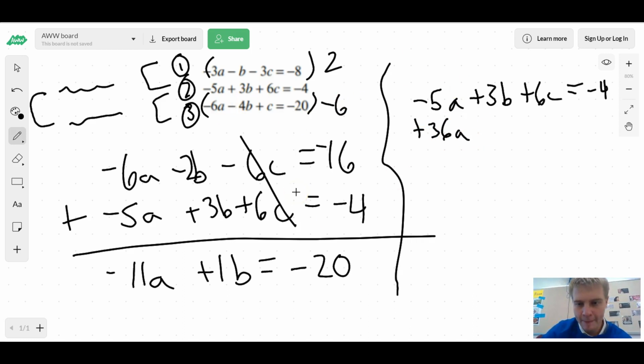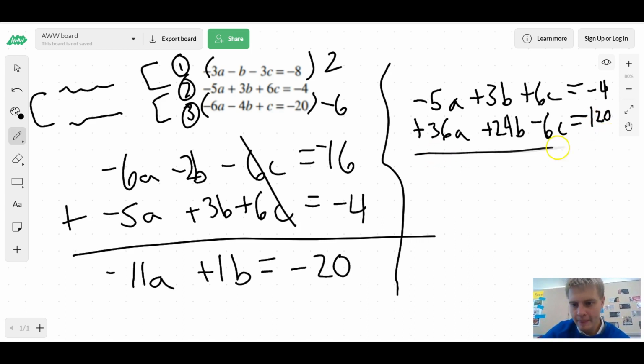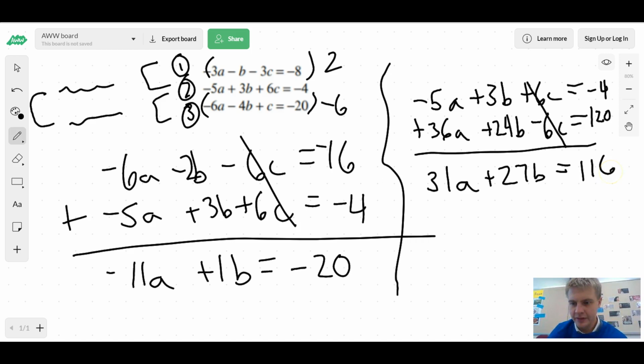So that's going to be a positive 24b. And that will be a negative 6c. And that's going to give us a positive 120. And now what we do is we're going to add straight down. So that's going to give me 31a plus 27b. The c's are going to cancel. And that will give me 116. So these are not the prettiest 2 equations.